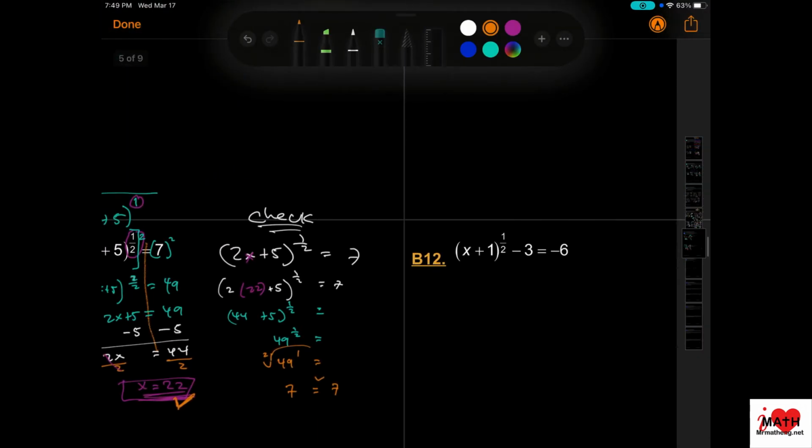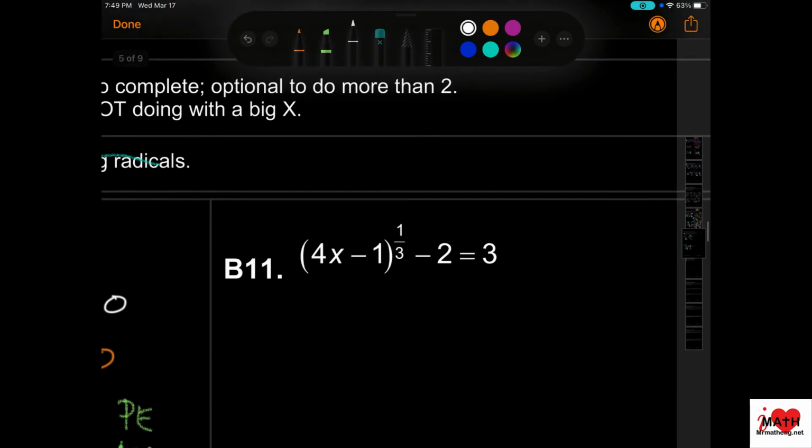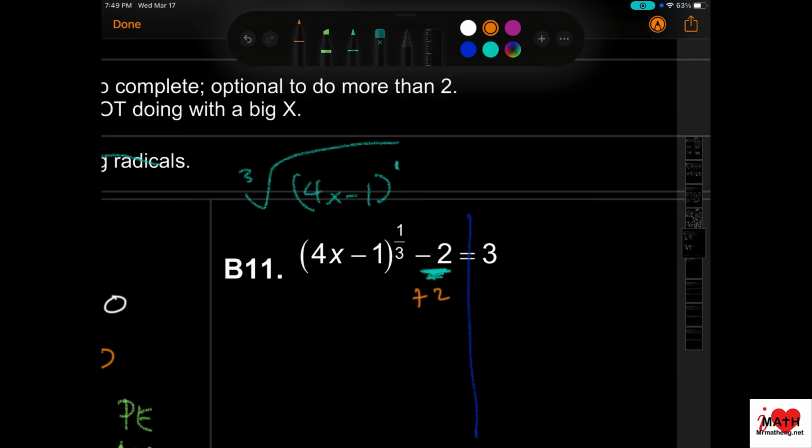Okay, let's try B11. You'll notice that this problem is a little bit different because it's not isolated. Again, you have something behind it. Remember, this is just the same thing as this to the first power and a cube root, right? So let's take care of that one first. So let's add 2. I get 4x minus 1 to the 1/3 equals 5. Right? This equals 0.